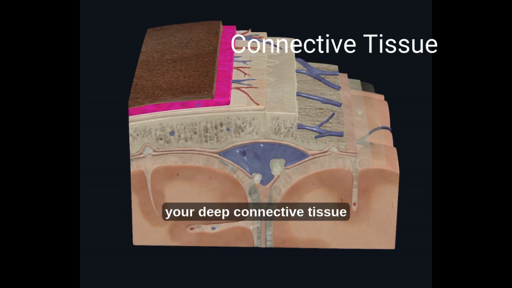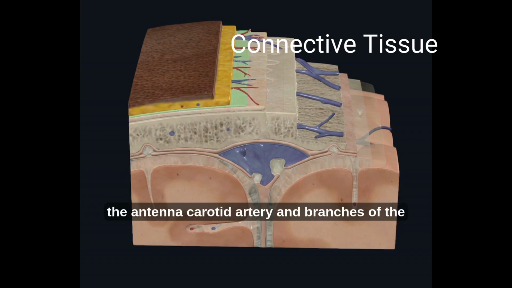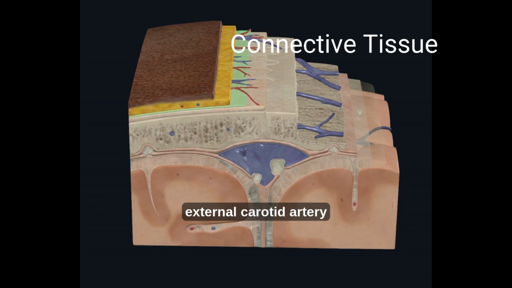2. Your deep connective tissue. Your deep connective tissue is a deep irregular connective tissue. It is actually a site where there is anastomosis of the branches of the internal carotid artery and branches of the external carotid artery.